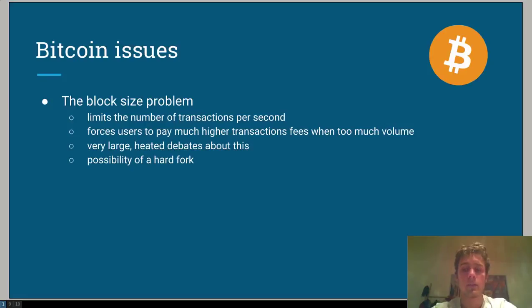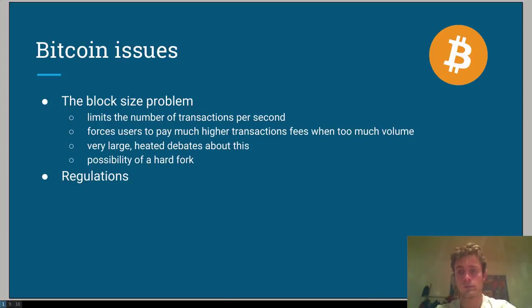On the 11th of January 2016, the Bitcoin developers are supposed to come up with a solution by that time. So that is definitely an important issue. Also, regulations might make it difficult.